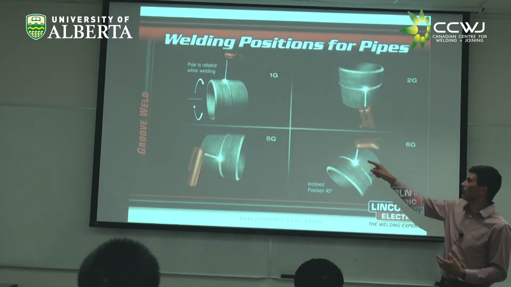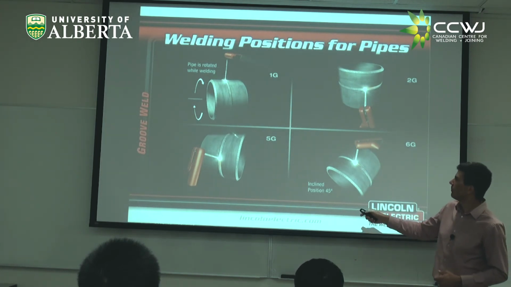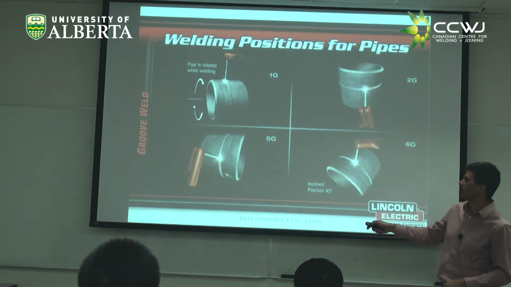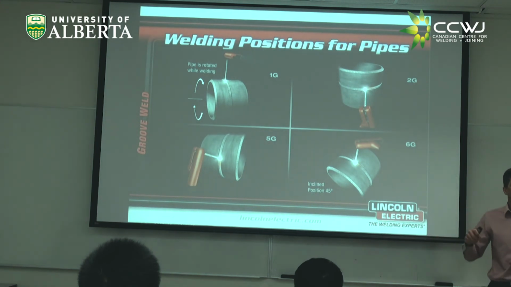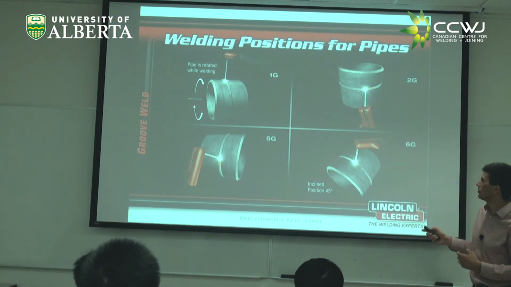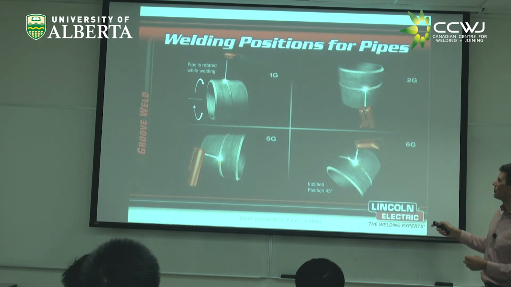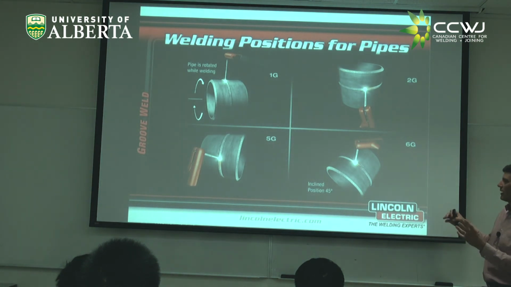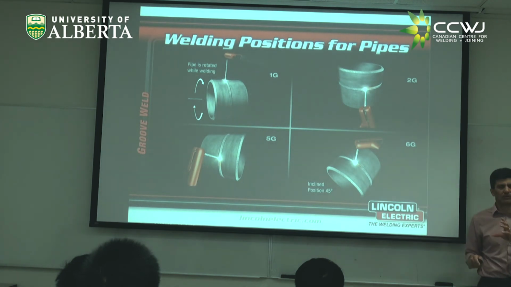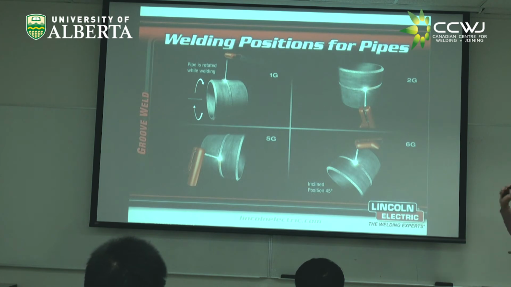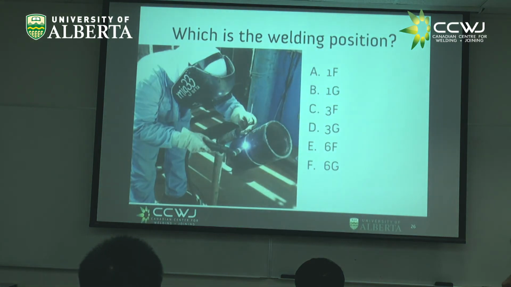Position 5 in reality is a combination of position 1 on the top, position 3 on the sides, and position 4 below, right? And then when you qualify welders, you seldom do this in practice, but when you qualify welders, you give them this position 6G, in which they have to go through everything in an inclined situation, right? This is difficult. This is typically used to qualify welders. All right. Which is a welding position here?